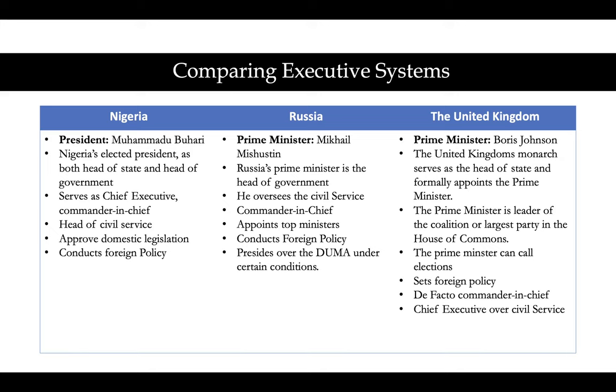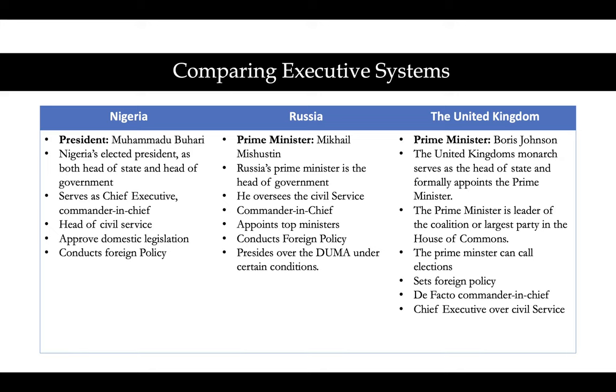What is the name of our legislative body, Kate? Congress. Theirs is the Duma. China has the Politburo. What does it mean under certain conditions? Like if things are going poorly or if there's a tie or something like that, they're the ones who are in charge.